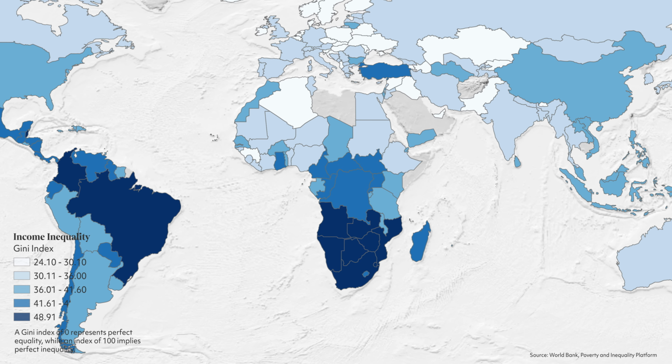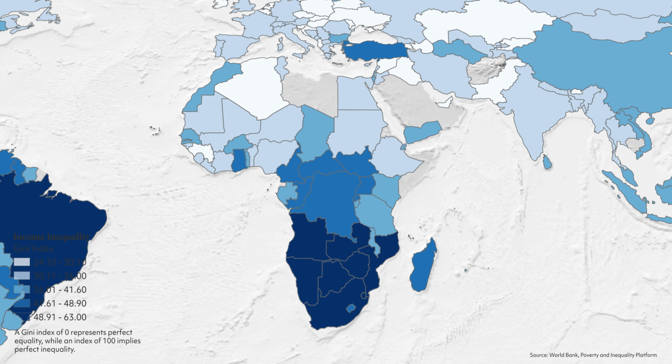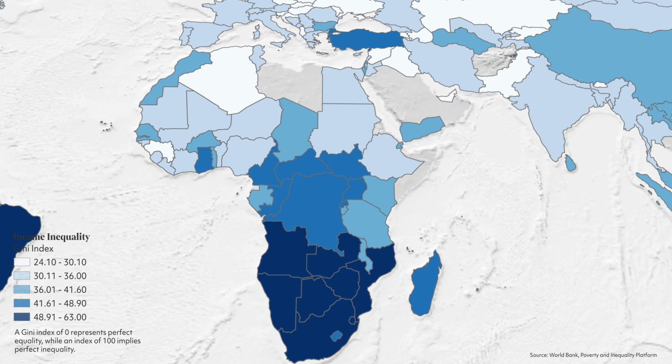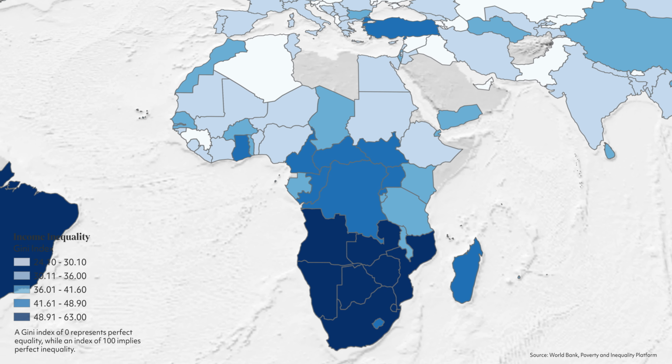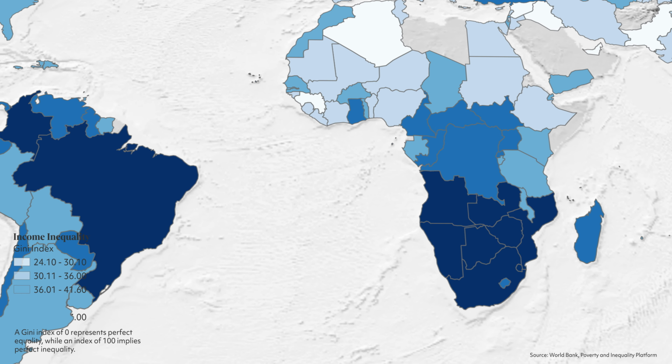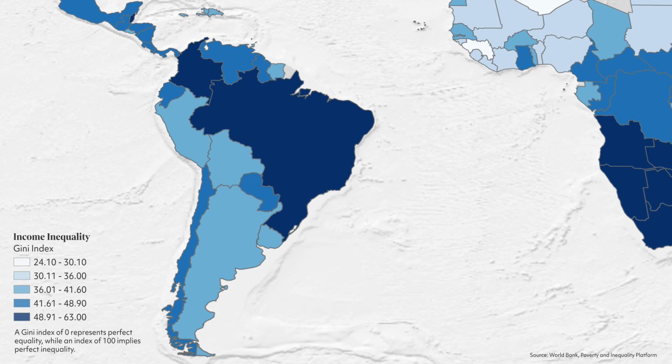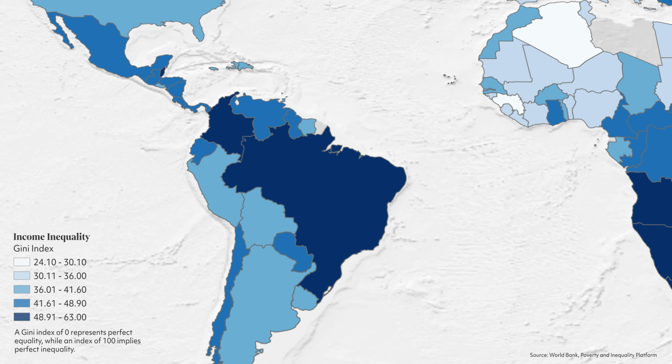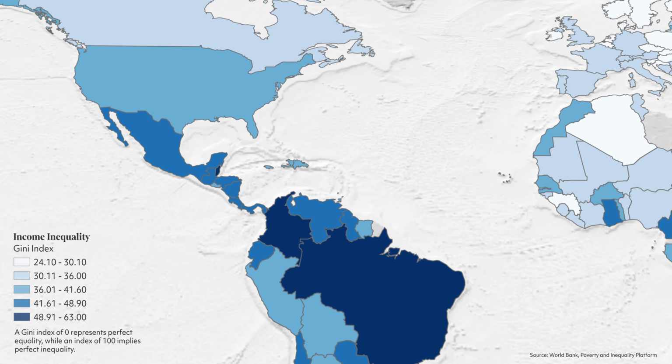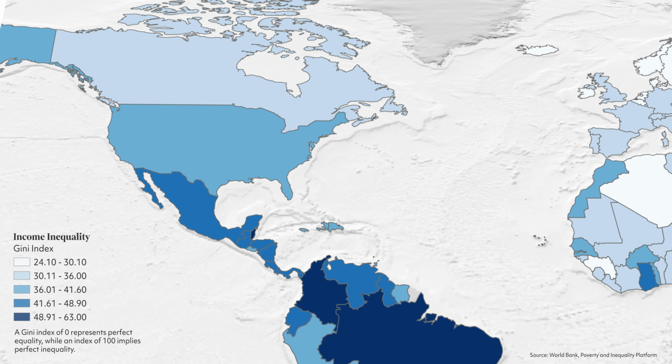And again, we can see some notable patterns. Here are a couple that are quite important. We see the highest inequalities in the world in the southern tip of Africa, in South Africa. And we see high levels of inequality throughout the Americas, including Brazil, Mexico, the United States, and several other countries.